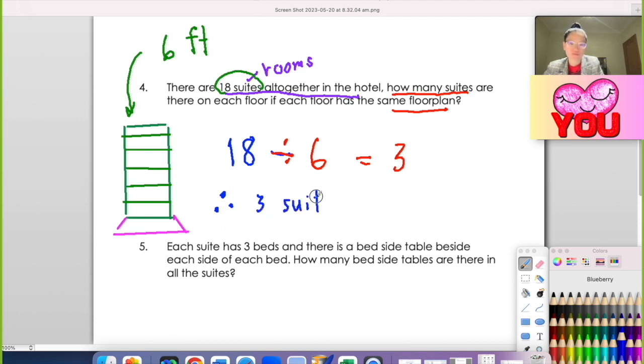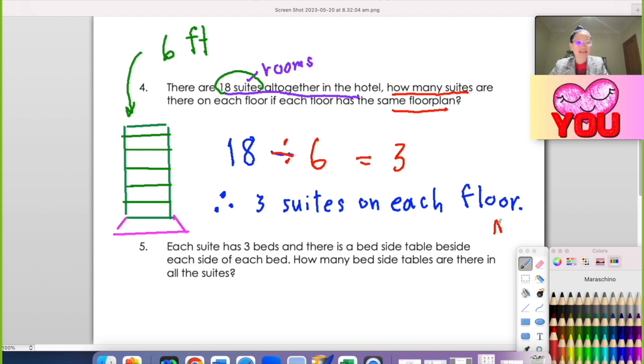3 suite rooms on each floor. Does it make sense? Again, you need to read the question twice, because sometimes in this kind of question the information comes from the previous questions. Guys, all good?